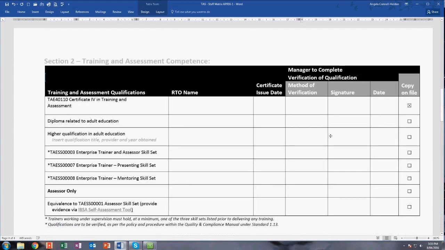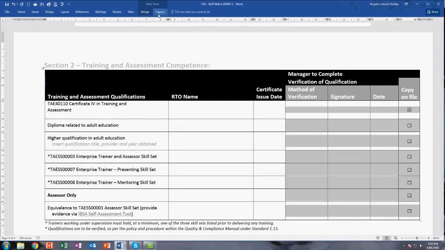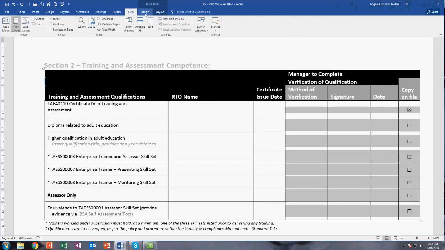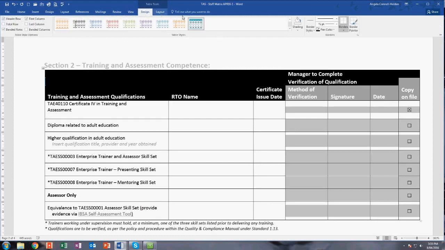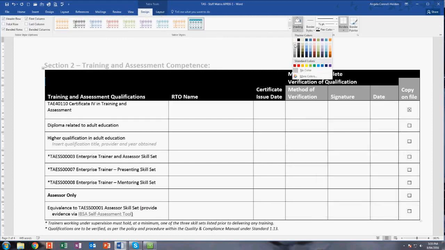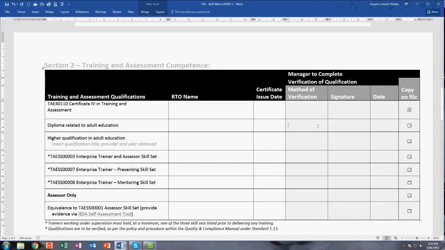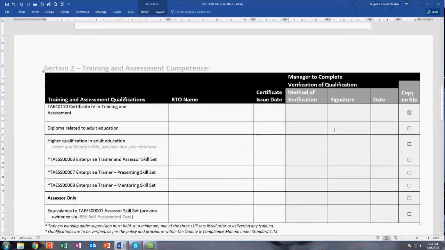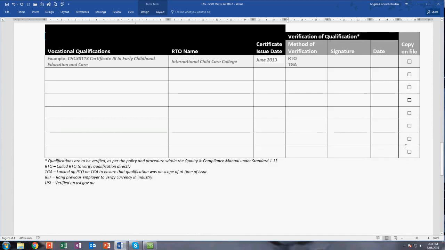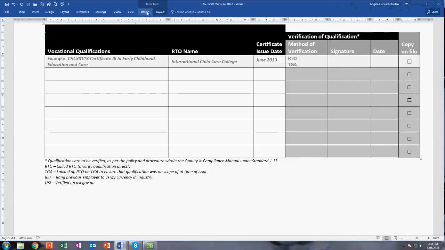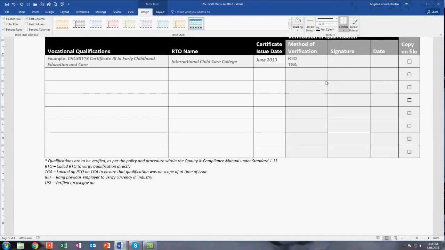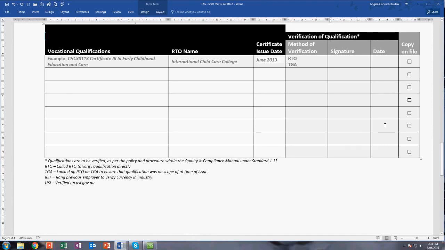So that's the staff matrix, and that is what the trainer assessor should be filling in when you employ them. And then this section here that I'm just shading is going to be completed by the RTO. Everything in the shaded section should be completed by the RTO. That's why I'm changing that now, so that we've got that in there and you know that side of it is to be completed by the RTO. Okay, so that's the staff matrix.